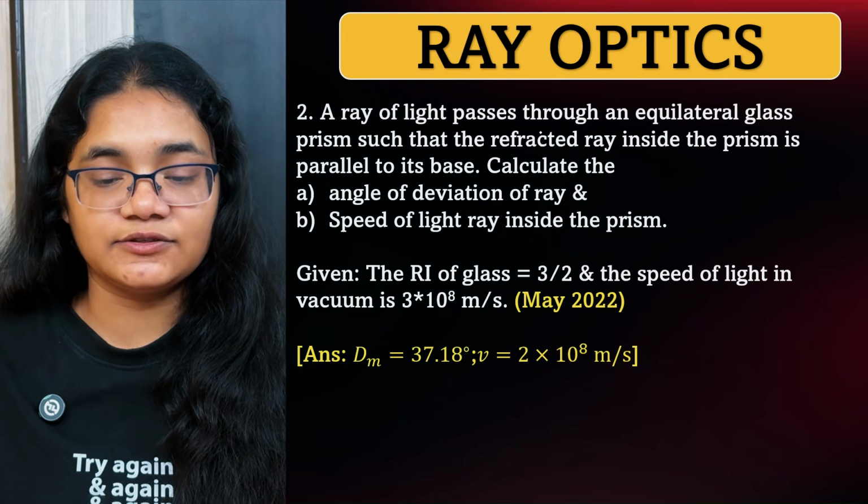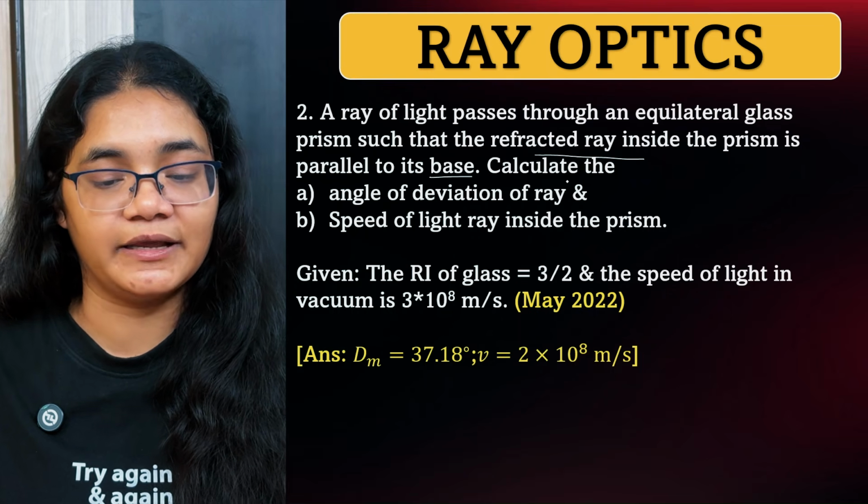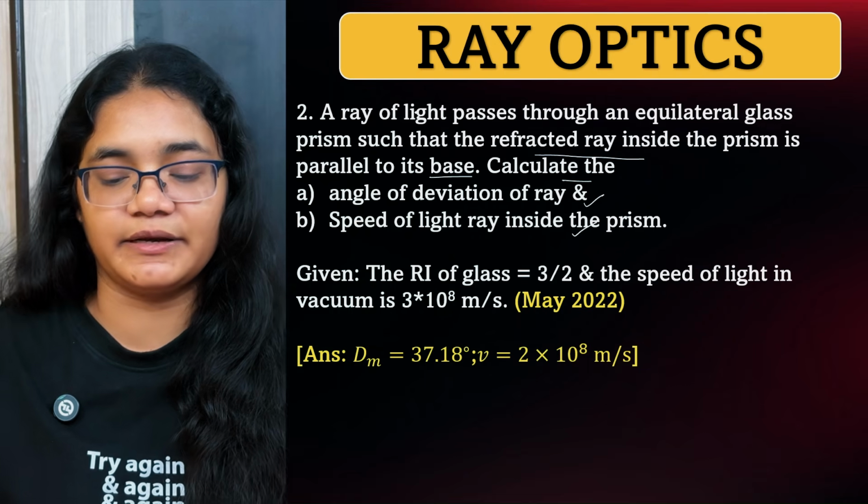Next, a ray of light passes through an equilateral glass prism such that the refracted ray inside the prism is parallel to the base. Calculate the angle of deviation and the speed of light.